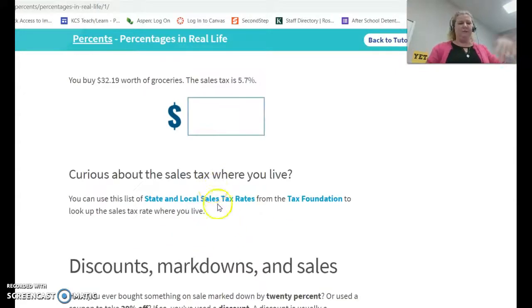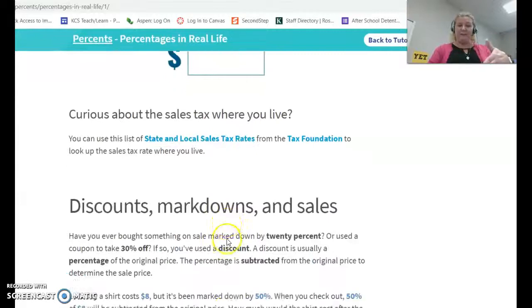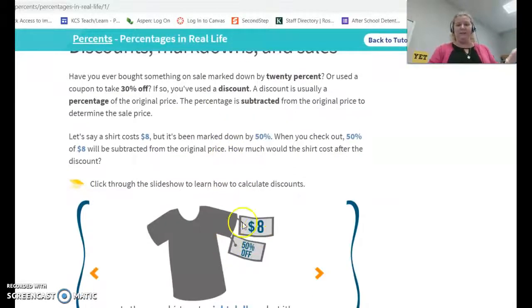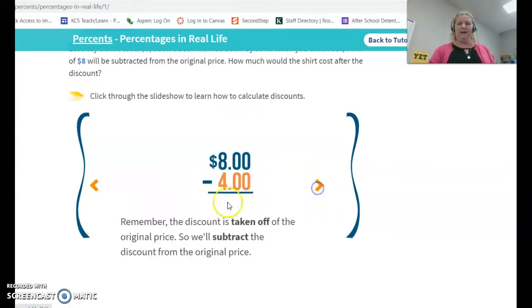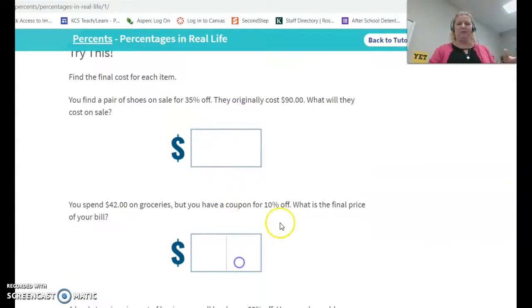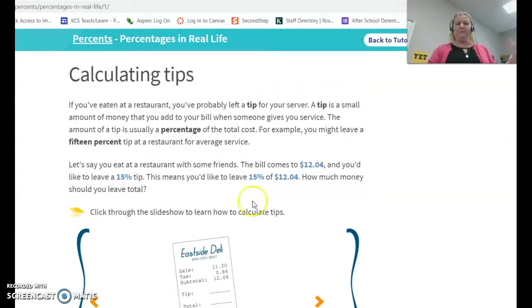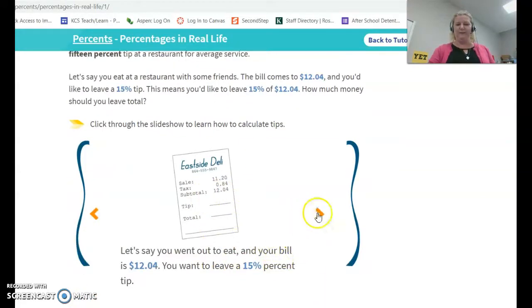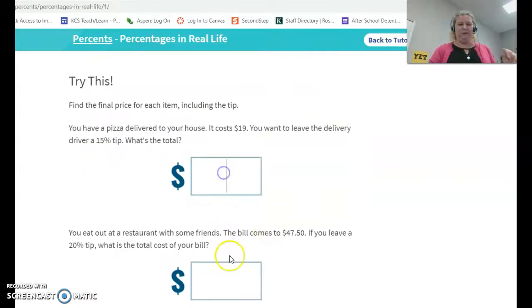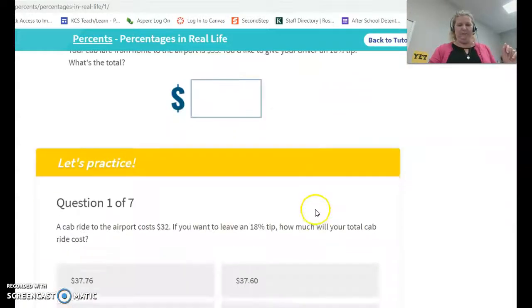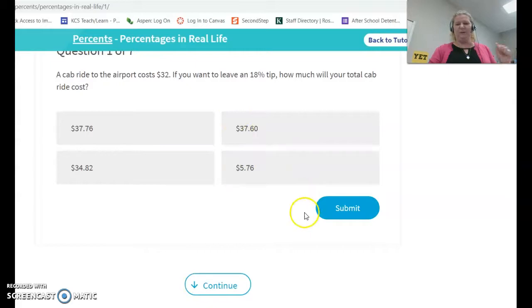Then there's some problems here to work. There's some about discounts, which is good. A discount, of course, you would take something off. This is a nice little setup to work through and do some more practice problems. This one's specifically about tips, very similar to the little project we're doing. And some more. Then you've got a little quiz at the end.